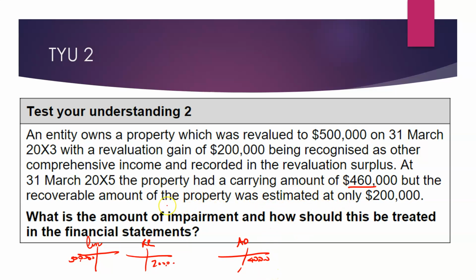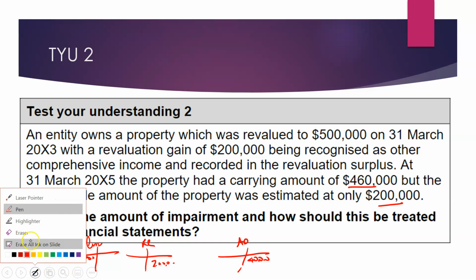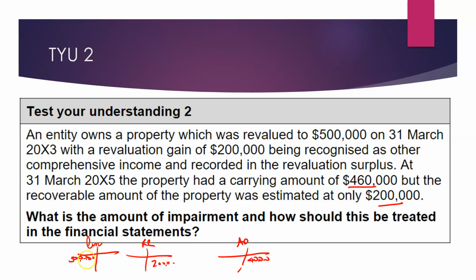It says the recoverable amount of the property is estimated at only 200,000. So it means this property has fallen from 460 to 200,000. Right, that's the logic of it. So it's fallen by 260,000. So from a logic point of view, if it's fallen by 260,000, but you have 200 sitting in revaluation reserve, you can use this 200 against this 260, which means that really and truly you only truly suffer 60. But let's do the double entry.